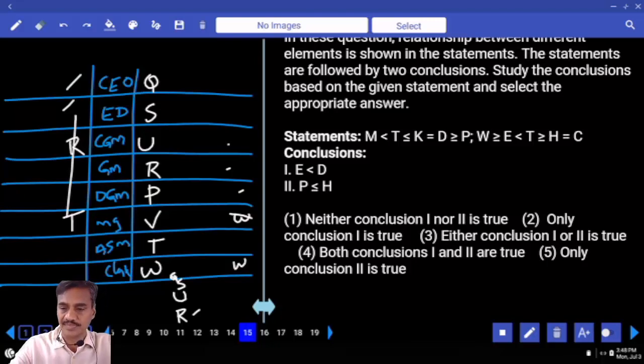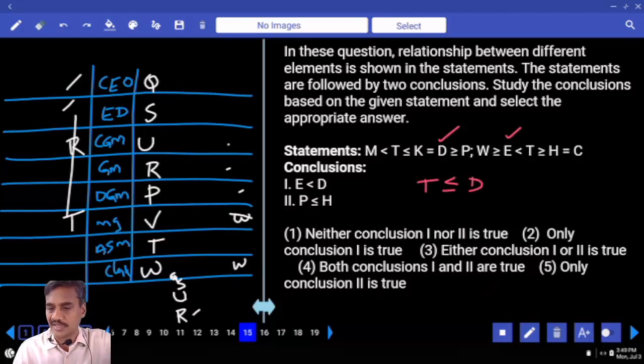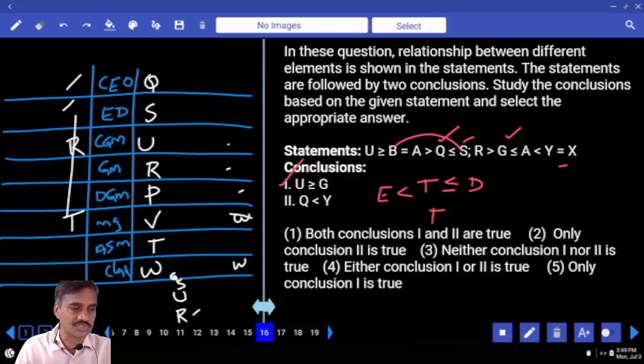Now E and D. D is here and E is here. Which element is common between these two? T is common. Now T lesser than or equals to D and again E lesser than T. Hence E lesser than D definitely. Then P and H. Now P is here and H is here. The element that is common is T, isn't it? Then H equals to C and T to P. Now T to P, what is the relation here? Opposite symbol, isn't it? Opposite symbol, no relation can be drawn. Only one, that is choice 1 to question number 15.